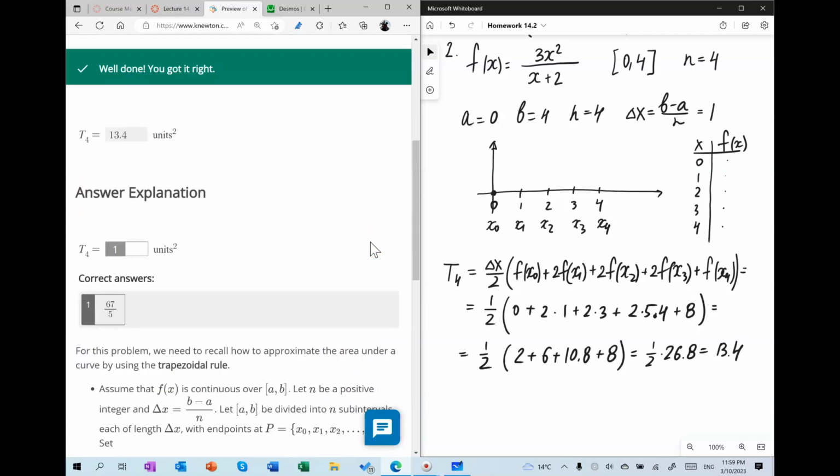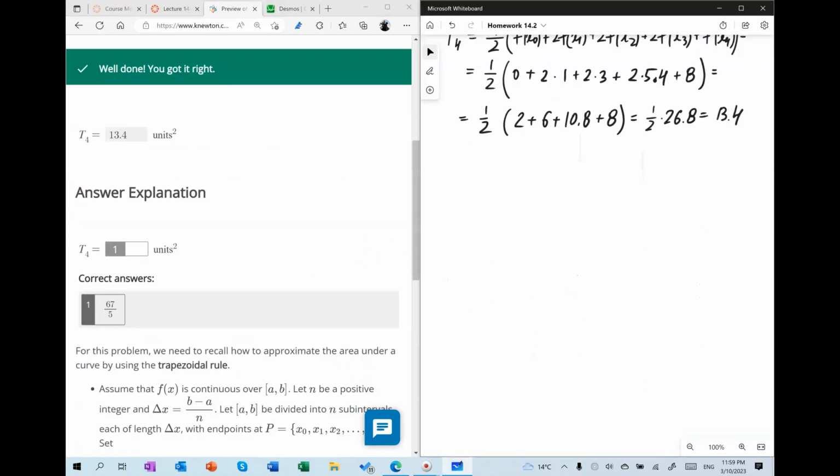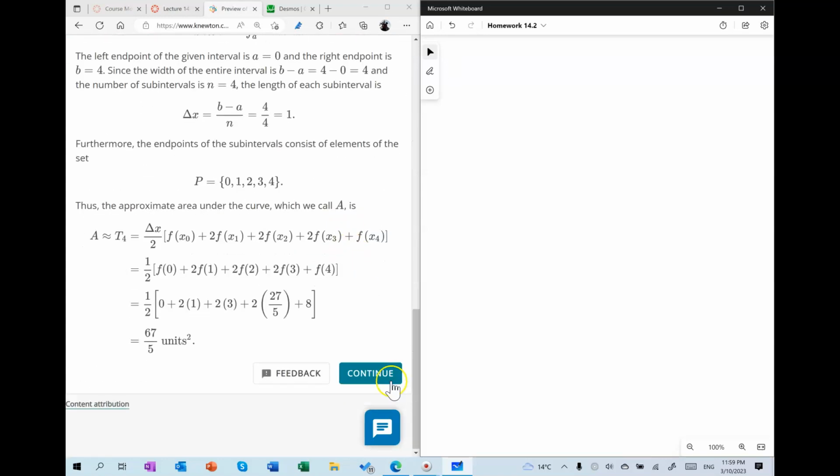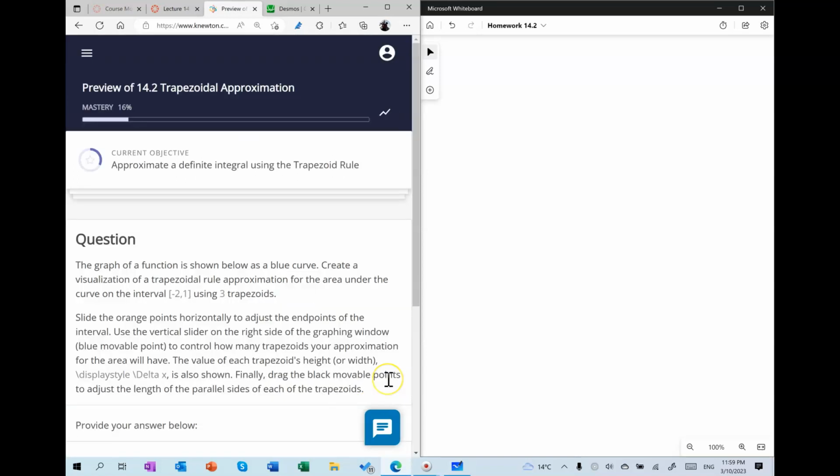One way or another, you should be focusing on understanding the process rather than getting lost in the computation. So let's move on to the next problem.